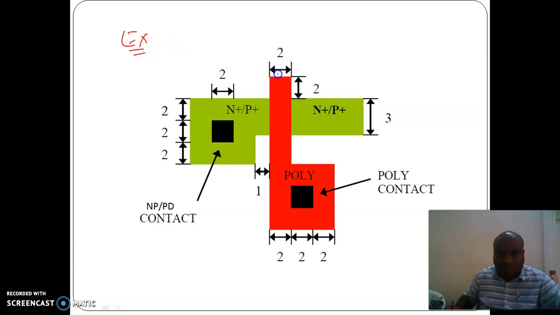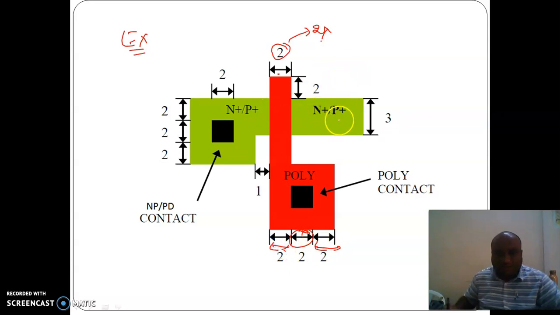See here, this is a polysilicon where 2 is marked, that means 2 lambda. And see, inside the polysilicon there is a contact. So this contact width is marked here, that is 2 lambda. So in all the directions that will be 2 lambda. And extension of polysilicon beyond the contact is 2 lambda on all the sides.